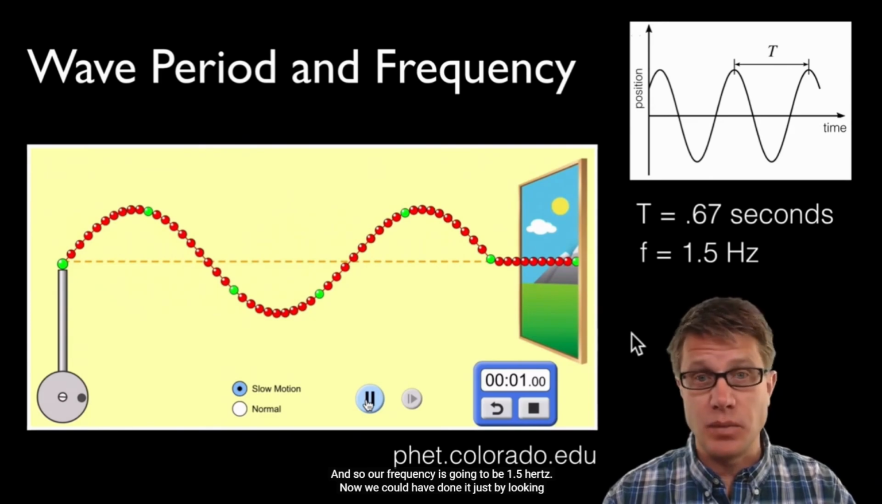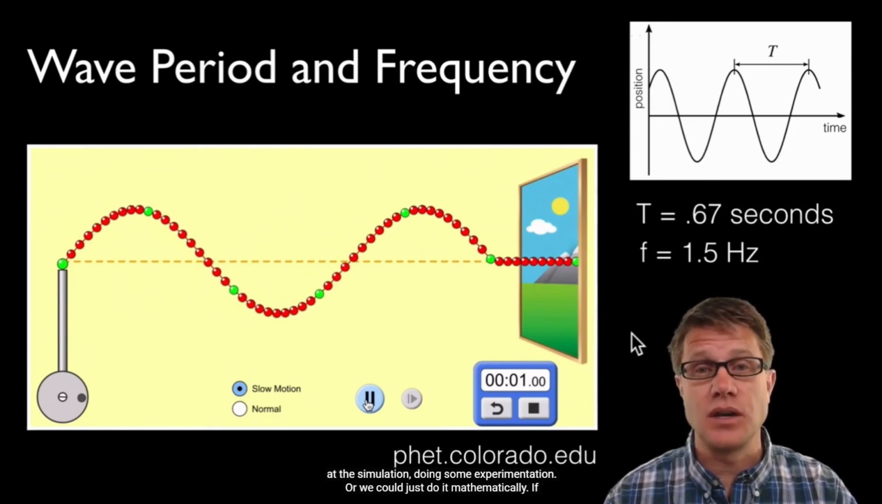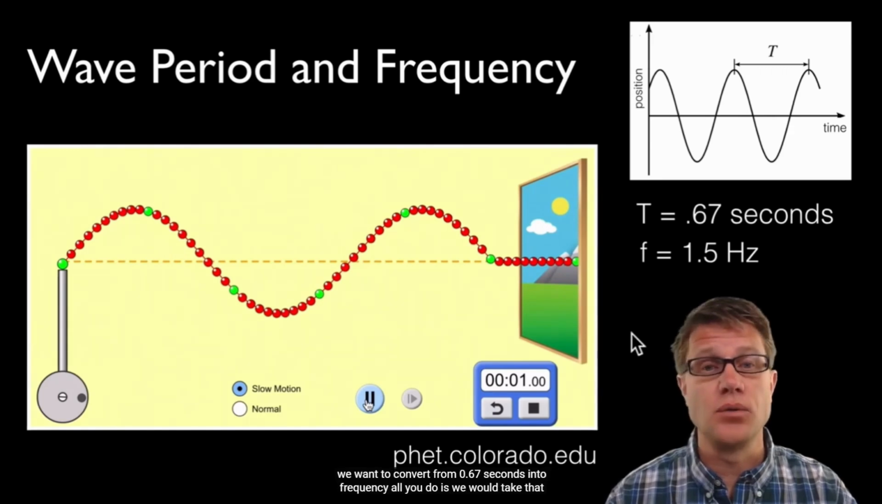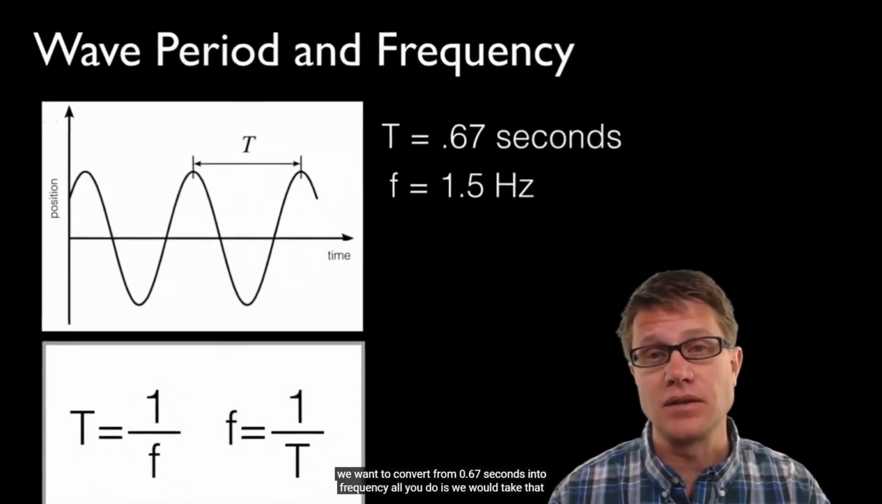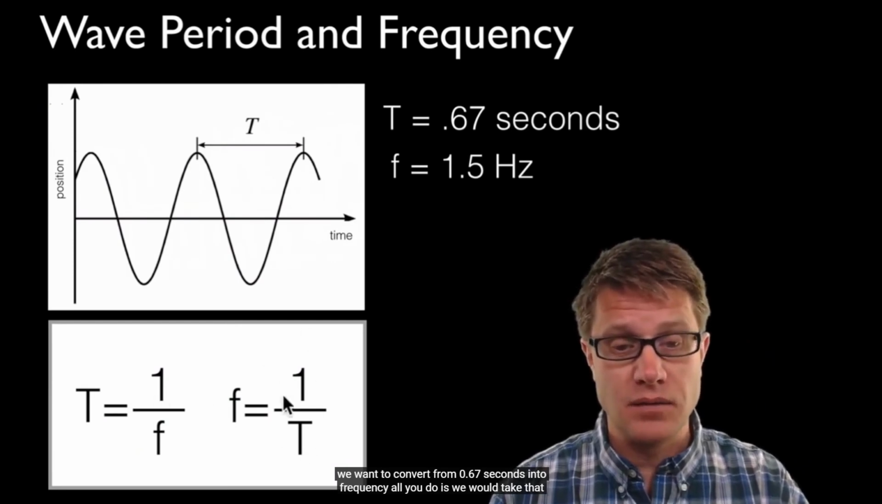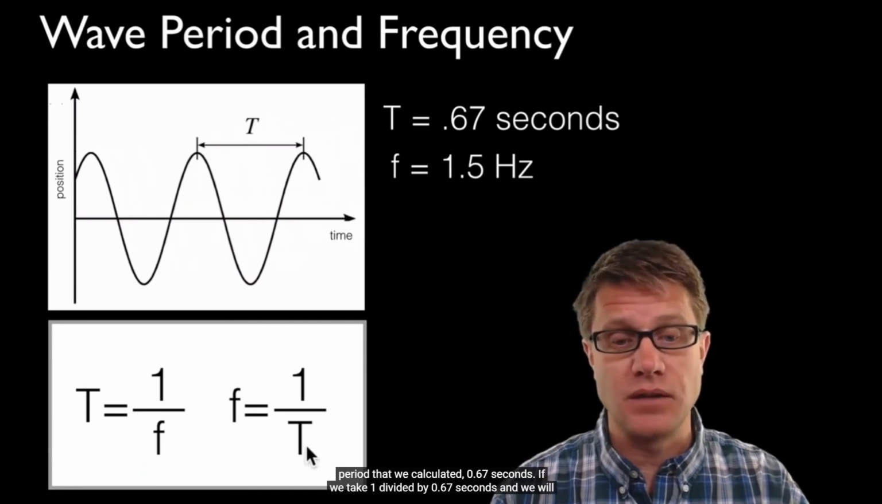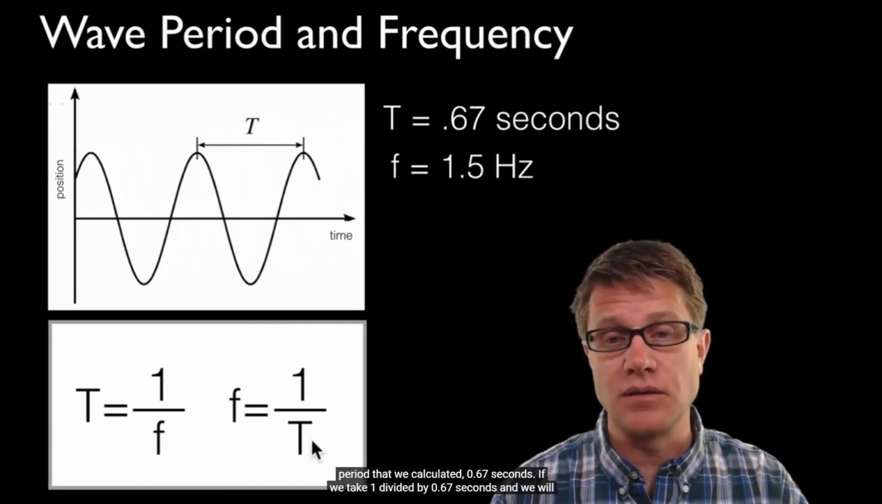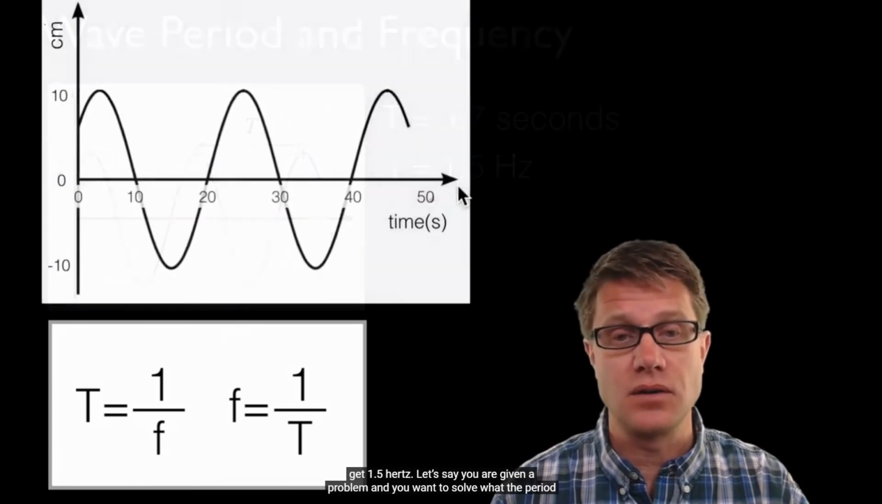Now, we could have done it just by looking at the simulation, doing some experimentation, or we could just do it mathematically. If we want to convert from 0.67 seconds into frequency, all you do is take that period that we calculated, 0.67 seconds, and take 1 divided by 0.67 seconds, and we'll get 1.5 hertz.